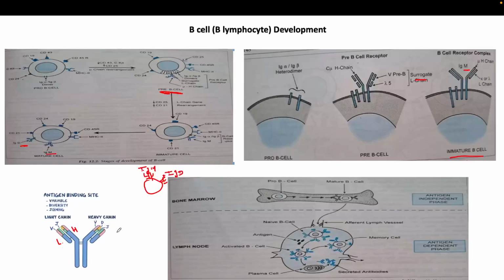That is called VDJ recombination, and because of that it has high variation to bind with different kinds of antigens, because of these genes. In the heavy chain there are three types of gene segments, V, D and J, whereas in the light chain there are only two types, one is V and the other is J.